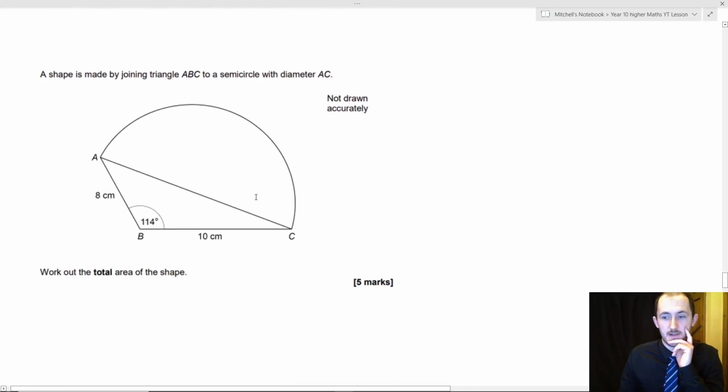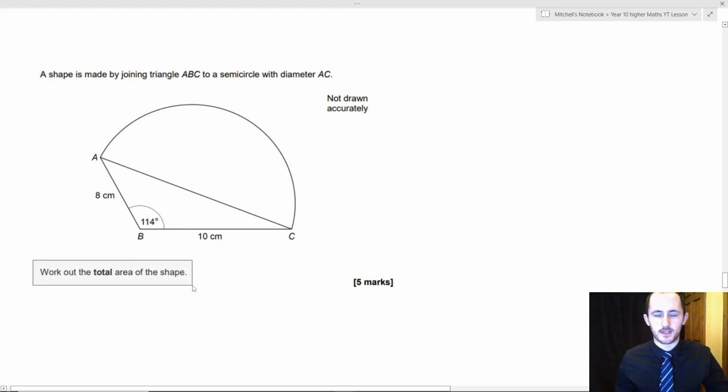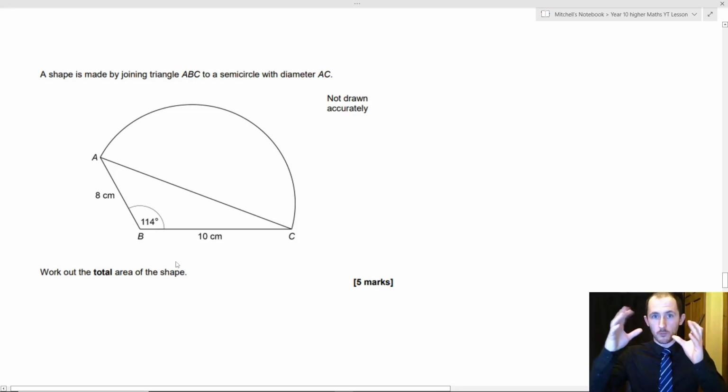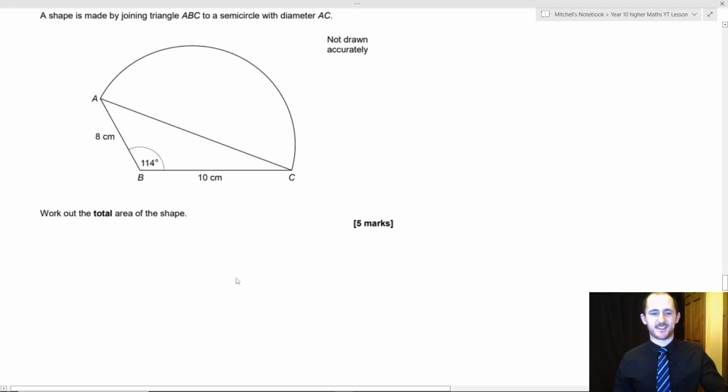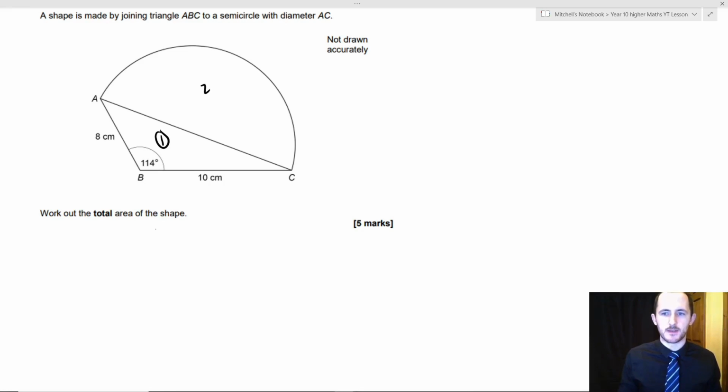Now this is a 5 marker. It's a big question, okay? Very big. They love to go through the total areas of shapes, like composite shapes. A composite shape is where you have two normal shapes and you glue them together. So this is a triangle and a semicircle, right? Well done, Lila, that is perfect. You're going to use the cosine rule at some point. However, not just yet. If we want to work out the total area of the shape, we have two shapes, shape number 1 and shape number 2.